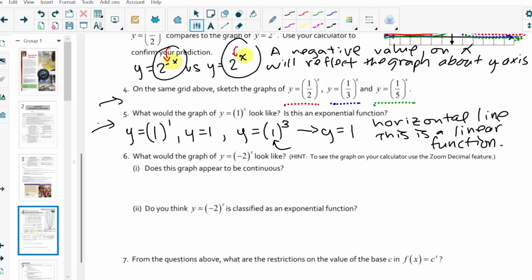Number 6. What would the graph of y equals negative 2 to the x look like? Okay, so try to graph this on your calculator and then use the zoom decimal feature. This is for the TI-84. Does this graph appear to be continuous?